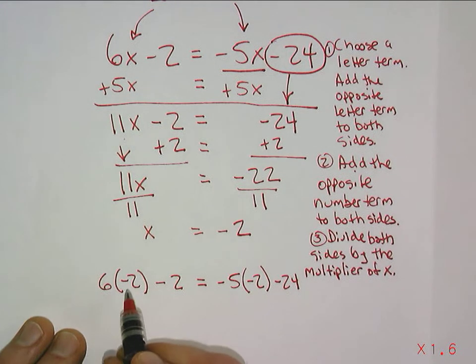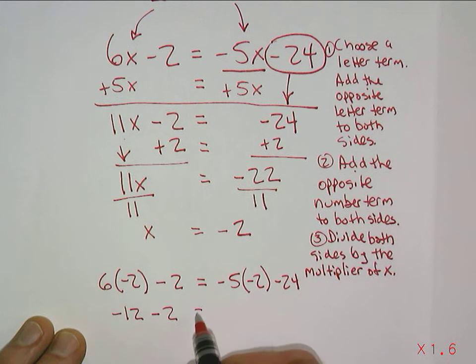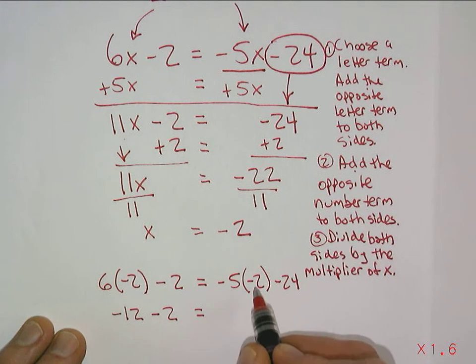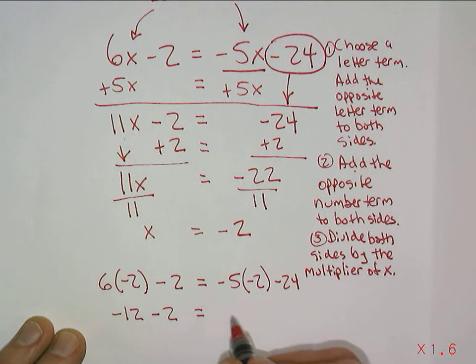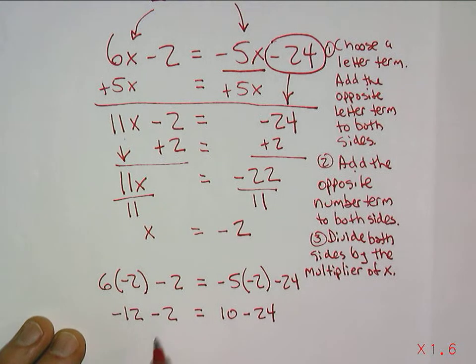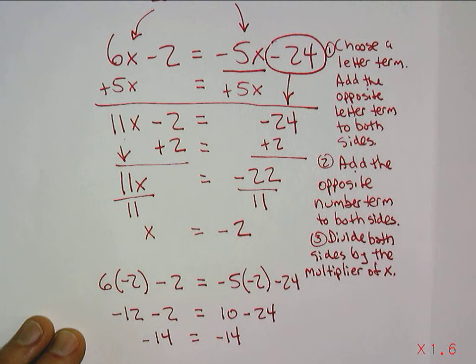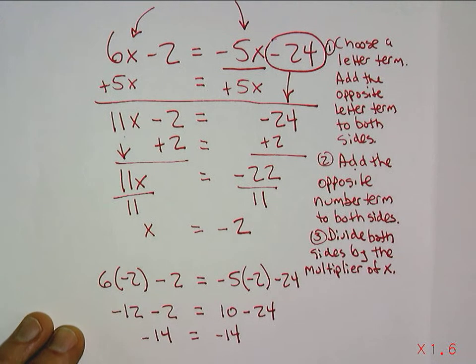So 6 times a negative 2 is negative 12 minus 2. 5 times a negative 2, negative 5 times negative 2 is positive 10 minus 24. And a negative 12 and a negative 2 make negative 14. And 10 minus 24, or 10 plus a negative 24, is negative 14. And sure enough, it worked out. So that's a good way to check.